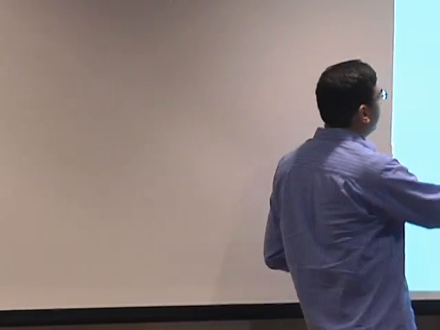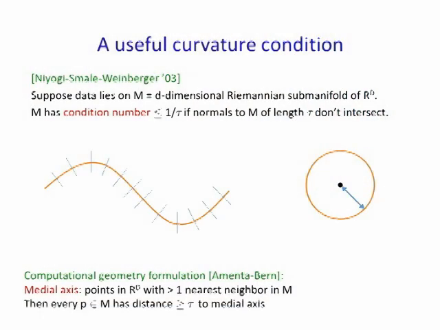And they said that you have the manifold and you grow normals, and you look at the first point at which these normals intersect. So, for instance, if you have a sphere, the first point at which they're going to intersect is at the center, so it's the radius.